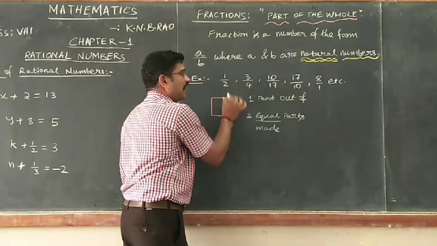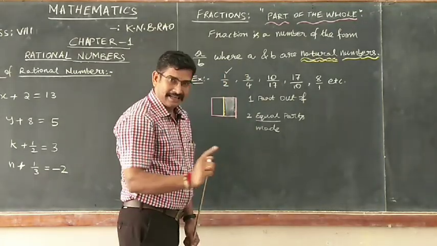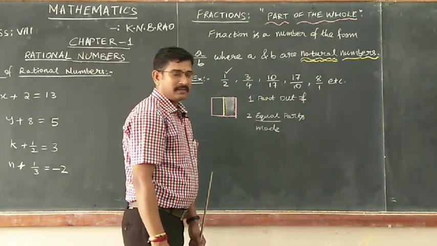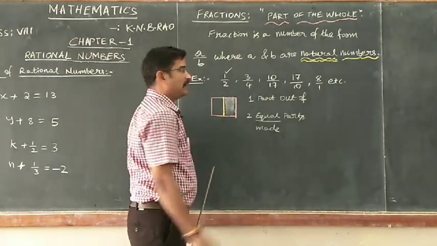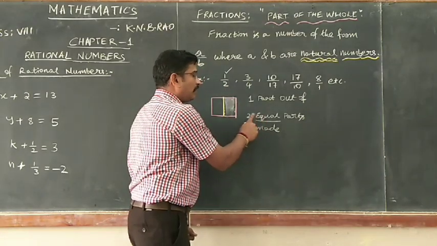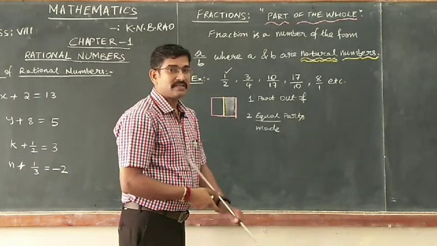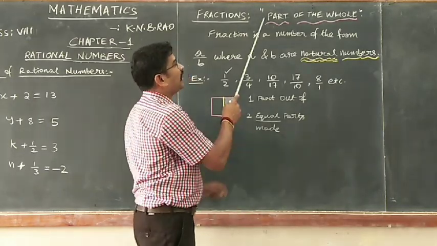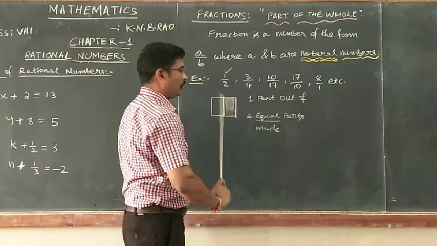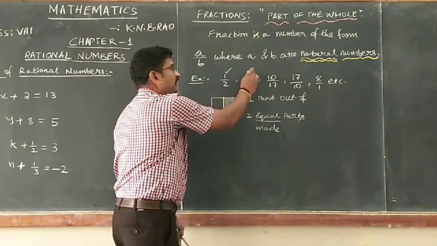Here the numerator is telling us how many parts are taken. The denominator tells us how many equal parts are made in that one full. That is how it is part of the whole. So, let us now take the example of 3 by 4.